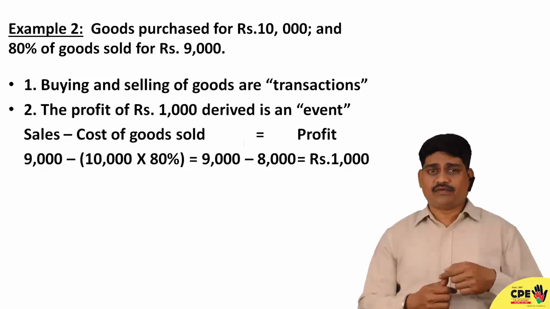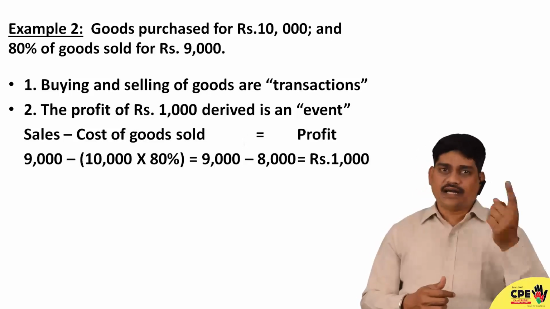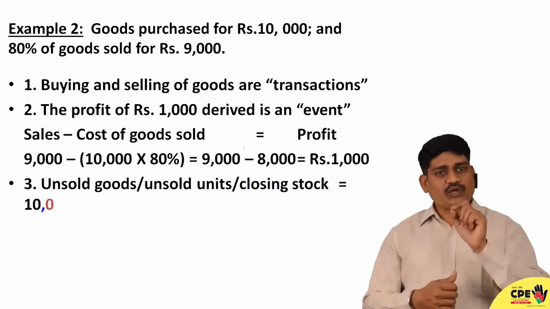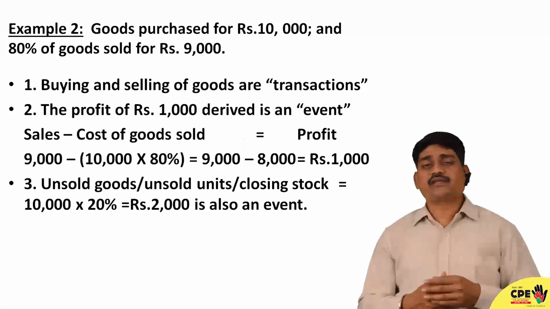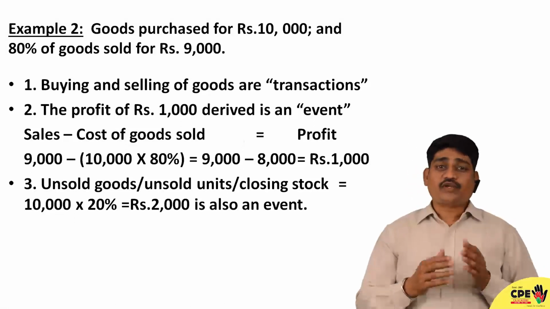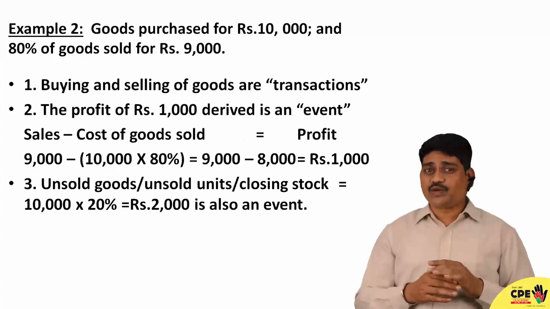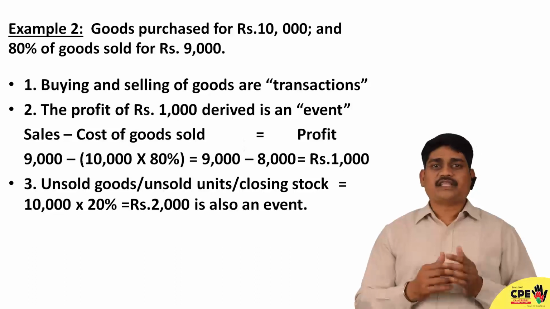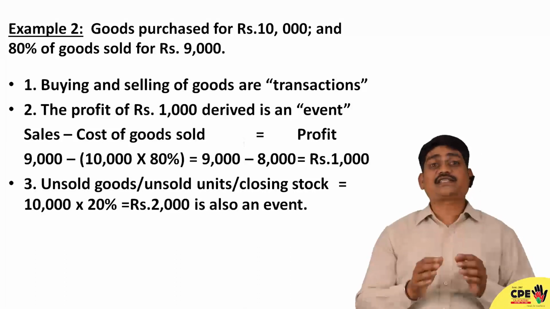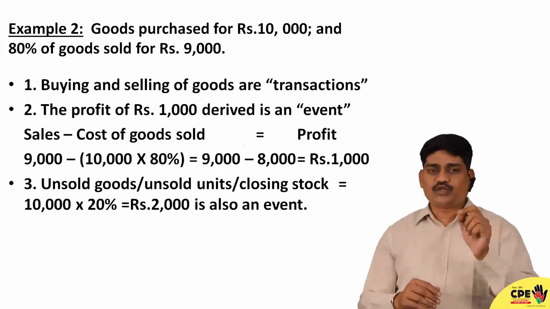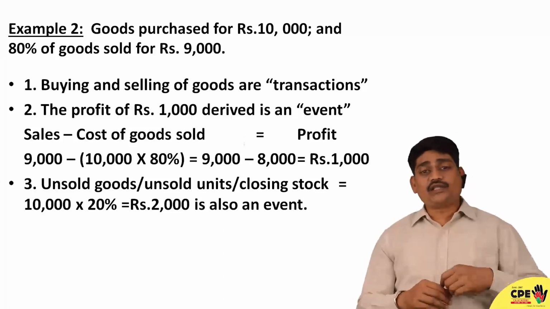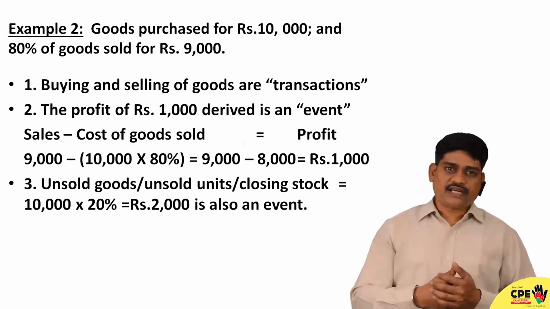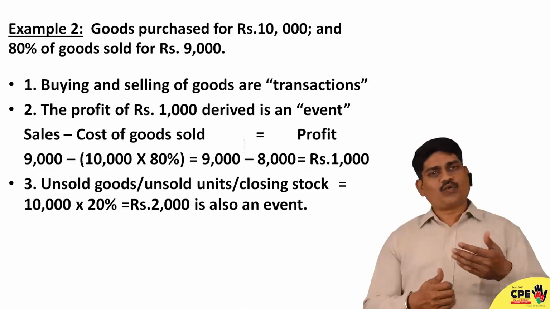And here we have another event, that is the unsold portion of goods: unsold goods or unsold units or closing stock. Out of 10,000 cost of goods, we just sold 80%, isn't it? So now, what about the rest 20%? This particular 20% unsold is known as closing stock. That is 10,000 into 20%, 2,000 rupees, is also an event as closing stock. Is it clear? Okay. Now we'll see one more example.